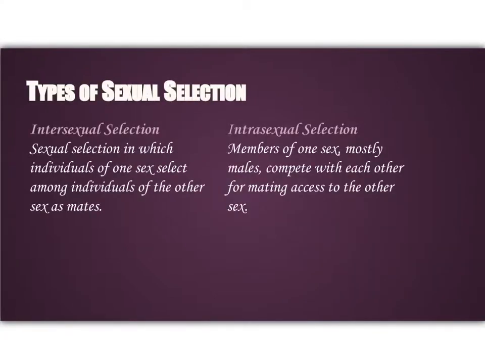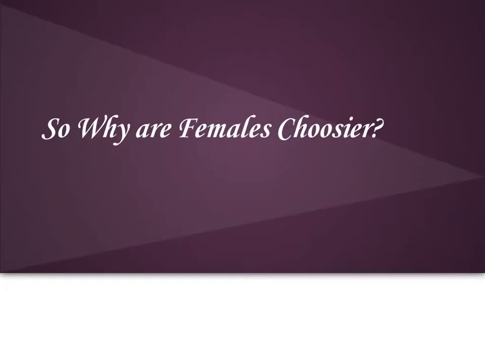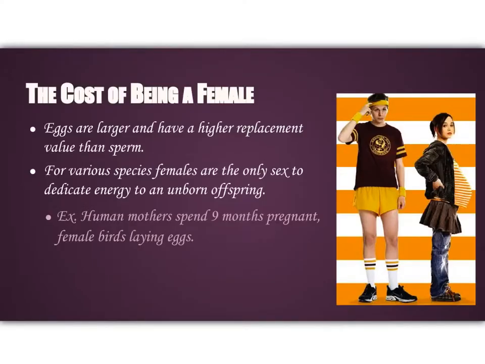This leads to two types of sexual selection. The first being intrasexual selection, where members of one sex, mostly males, compete with each other for mating access to the other sex. And the second being intersexual selection, which is sexual selection in which individuals of one sex select among individuals of the other sex as mates. Based on what we know from intersexual selection, we can answer why females are choosier than males. This is the cost of being a female.